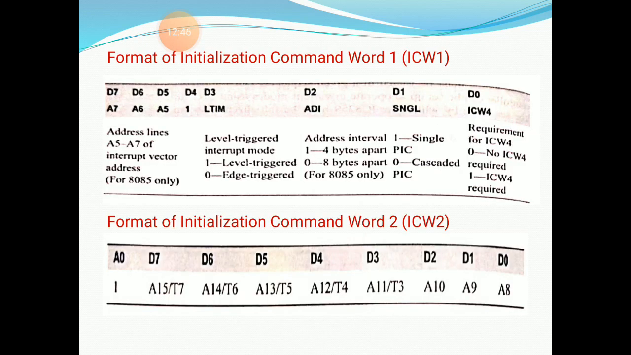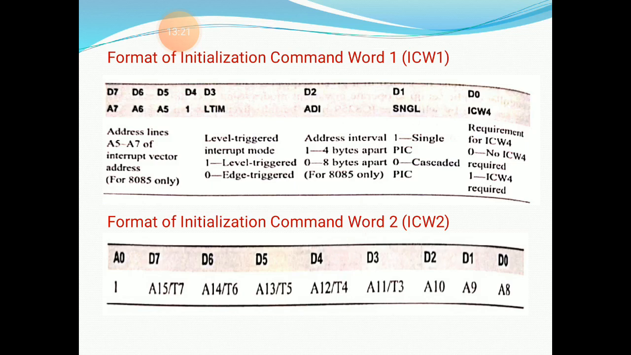Now let us see the format of initialization command word 1. This command word format is an 8-bit format. It consists of 8 bits D0 to D7. The D0 bit belongs to ICW4, whether it is needed or not. If the D0 bit equals 1, ICW4 is required. If it is 0, no ICW4 is required. So whether ICW4 is needed or not depends upon the D0 bit in ICW1.